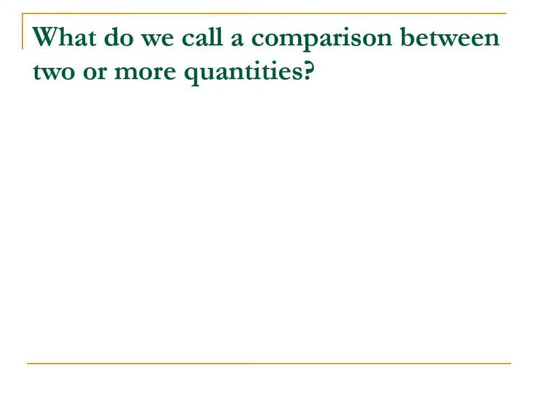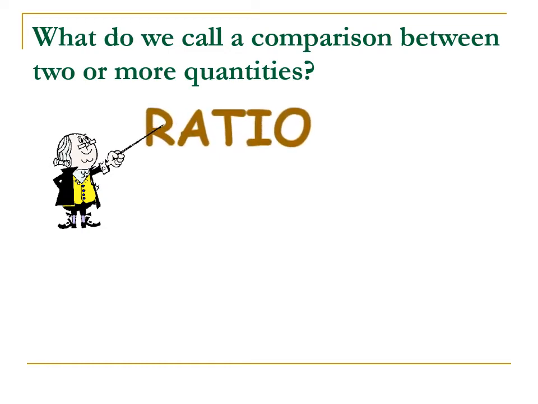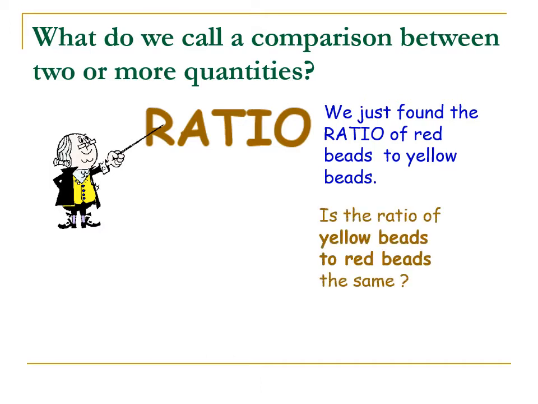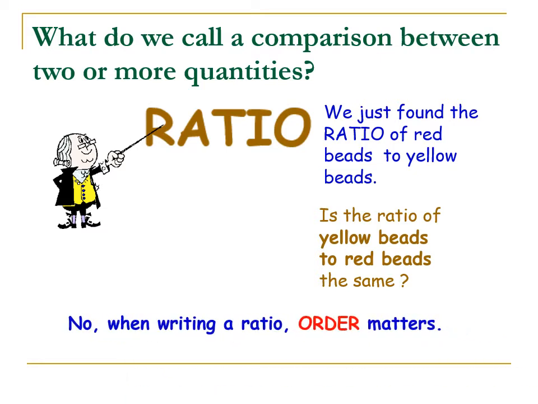What do we call a comparison between two or more quantities? Yes, we call it ratio. We just found the ratio of red beads to yellow beads. Is the ratio of yellow beads to red beads the same? What do you think? Do you think that the ratio of red to yellow is the same as the ratio of yellow to red? Yes, no. When we write a ratio, order matters.